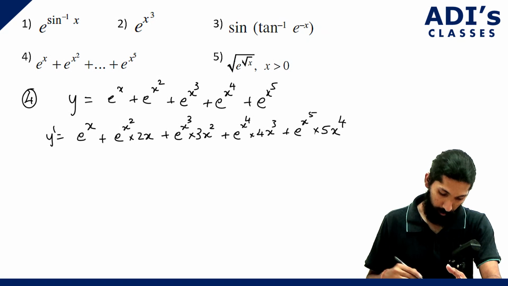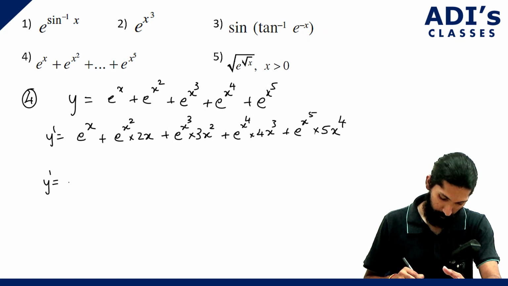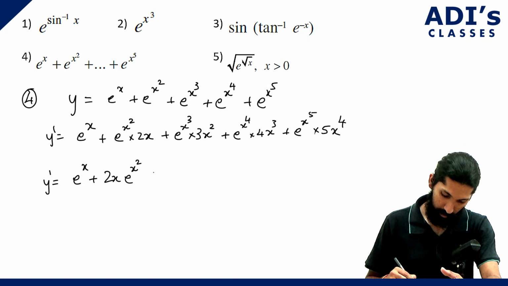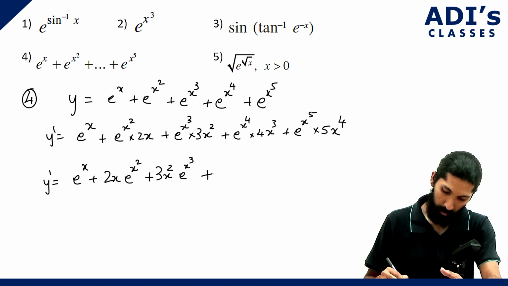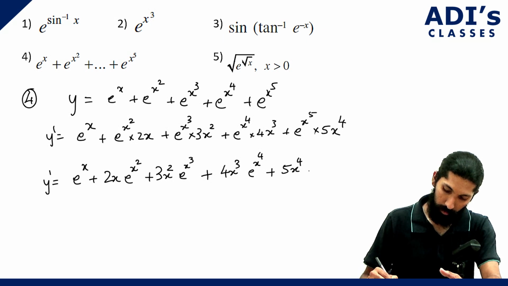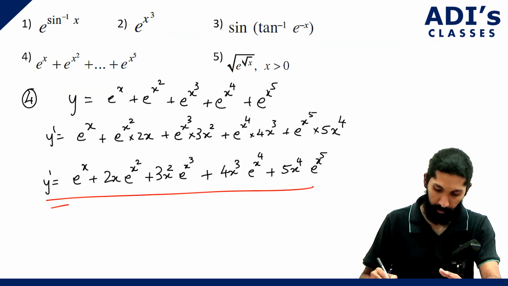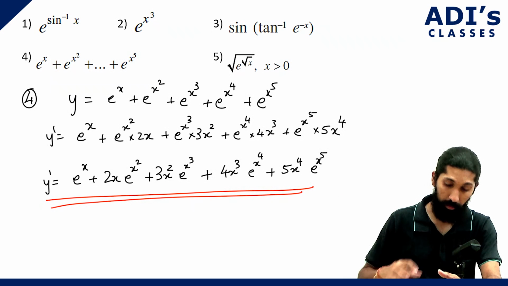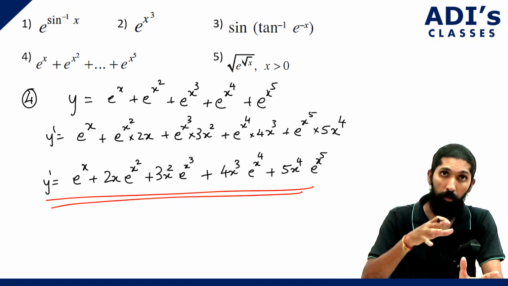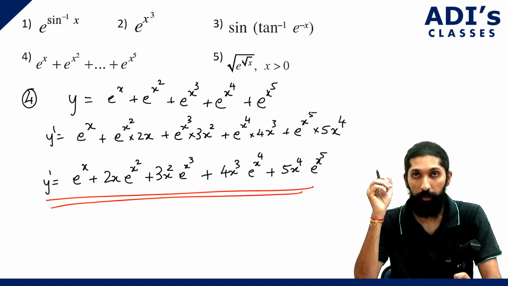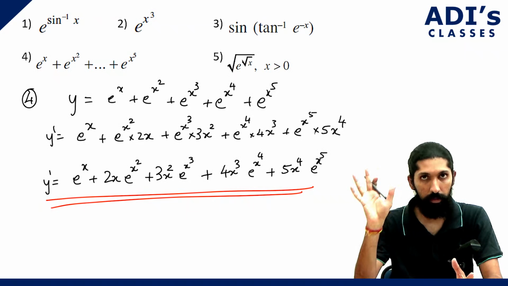All right. So what you can write is y dash equals e power x, plus 2x e power x square, plus 3x square e power x cube, plus 4x cube e power x power 4, plus 5x power 4 e power x power 5. So this becomes the final answer. Again, I'm telling you, you can simplify it by taking common in the last 4 terms, but even if you keep it as it is, it's okay, well and good. This is the correct answer.